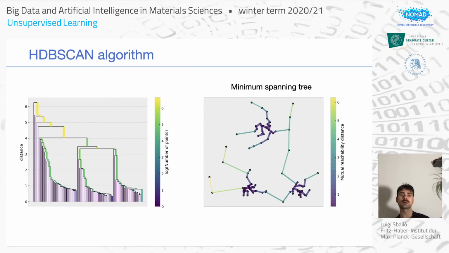From this minimum spanning tree, you can then build a dendrogram that you might already remember from previous slides on hierarchical clustering. In this dendrogram, you have some colors, but be aware that the colors in the dendrogram are not the same as on the minimum spanning tree. You can also read it on the axis, because in the dendrogram the different colors are the number of points that the specific branch contains.